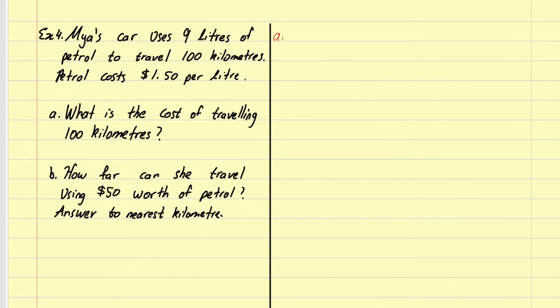Okay, so let's go into something that's a little bit more difficult. Example number 4. Maya's car uses 9 liters of petrol to travel 100 kilometers. So in other words, 9 liters would get you 100 kilometers of distance in your car. Now petrol costs $1.50 per liter. So every time I want to get 1 liter of petrol, that's going to cost me $1.50.